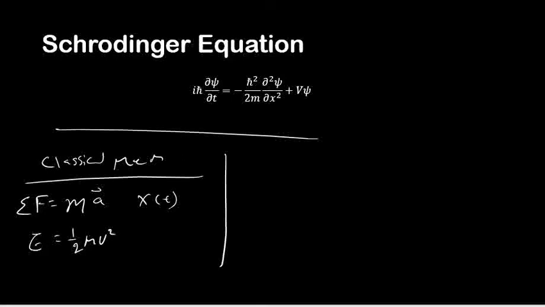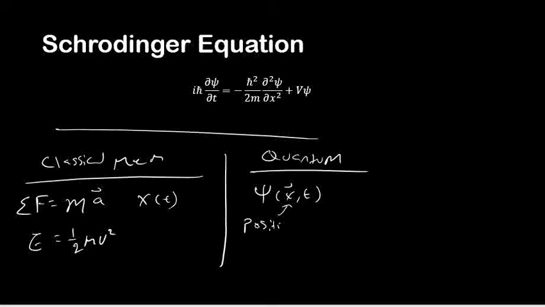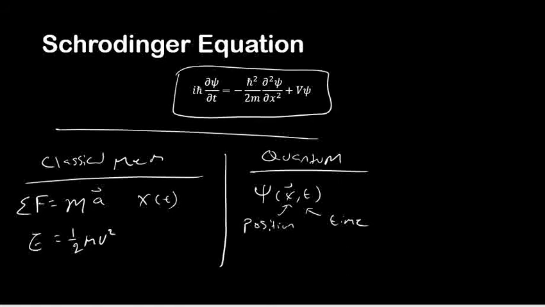We use what's called the wave function, psi of x and t. And so our first input variable is the position that we're interested in, and then the second input variable is the time. And we'll be starting off with the one-dimensional Schrodinger equation, which tells us how to solve for our wave function.